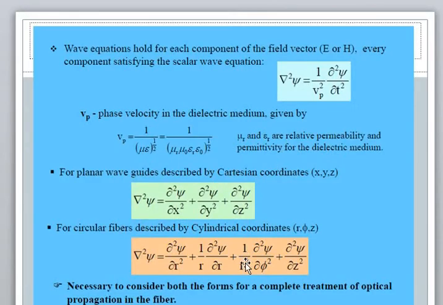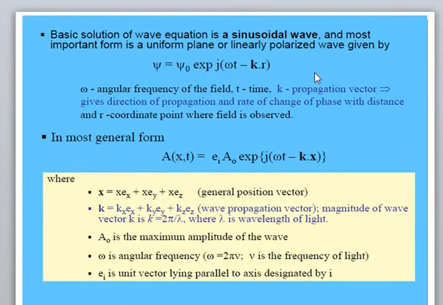Okay, and next, for a planar waveguide, Cartesian coordinates means x, y, z. We are dealing with x, y, z, and you got this value. For cylindrical coordinates, that is r, phi, z, we get the value related to this. Now we get the basic solution: psi is equal to psi naught e power j omega t minus k z. What is omega? Omega is the angular frequency. It is the general form of the equation.